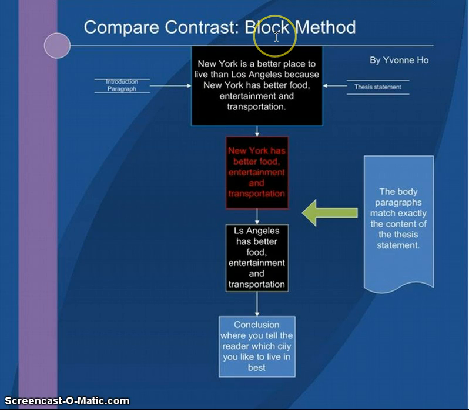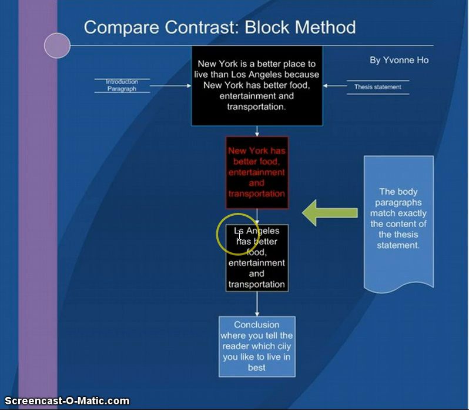When you use the block method, you write everything you want to write about New York in one paragraph, and then you write everything you want to write about Los Angeles in another paragraph. Therefore, each topic becomes one block. New York, LA, conclusion. So you have your introduction paragraph where you introduce the topic, then you have your second paragraph where you talk about New York, topic number 1, then Los Angeles, topic number 2.